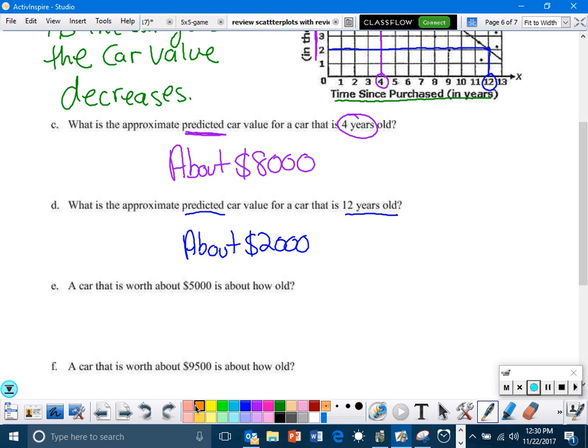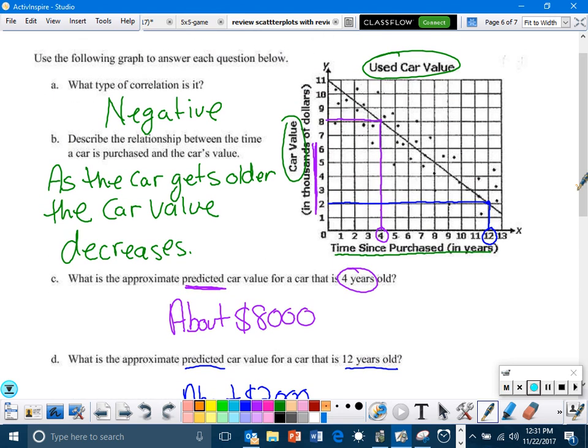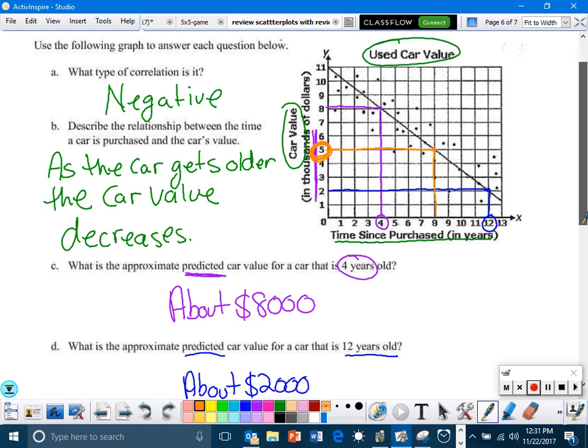All right, almost done with this part of the review packet. A car is worth about $5,000. How old is it? Well, we have to do that a little bit differently. Here's 5,000 on the side of the graph. I'm going to go across, hit the line, and go down. Oh, that was easy. That's about 8 years old.